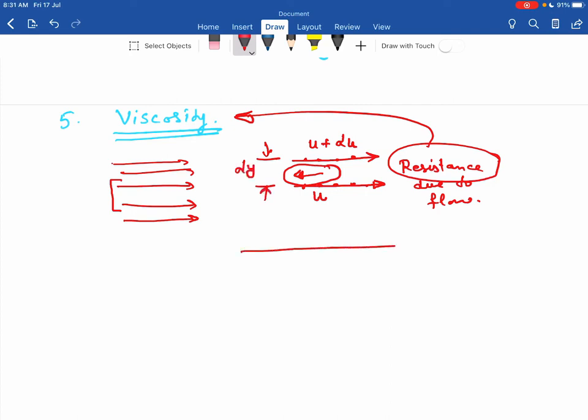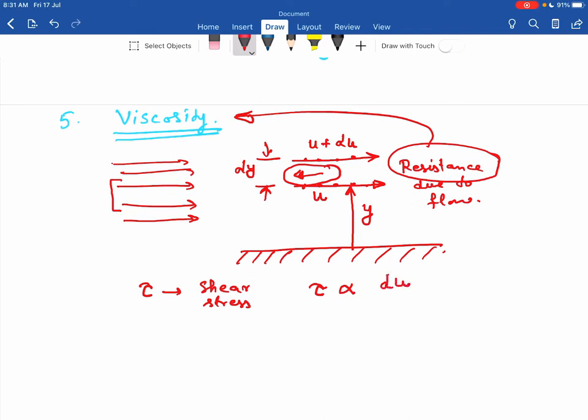Okay. Now if we talk about from the reference, or from the bottom surface, the distance of the lower layer is y and the upper layer is y plus dy. Now we can write tau, the resistance force per unit surface area between the two layers. This tau is the shear stress between these two successive layers. So tau is proportional to the difference in the velocity of the layers and inversely proportional to the distance between the two layers. So tau is proportional to du by dy.